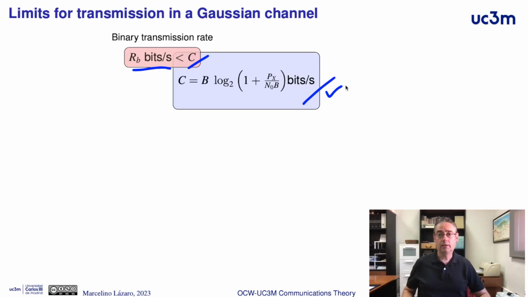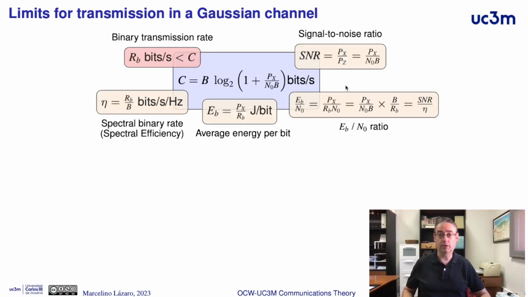This constraint for the binary transmission rate can be understood in several different ways if we make some definitions. For instance, it is possible to define the signal-to-noise ratio as the ratio between the signal power and the noise power. And this is what we have here inside of the argument of the logarithm. It is also possible to define the spectral efficiency or the binary spectral rate, eta, as the ratio between the binary rate and the bandwidth in hertz.